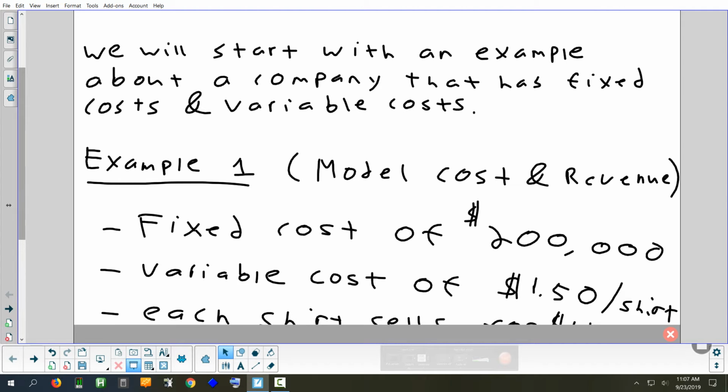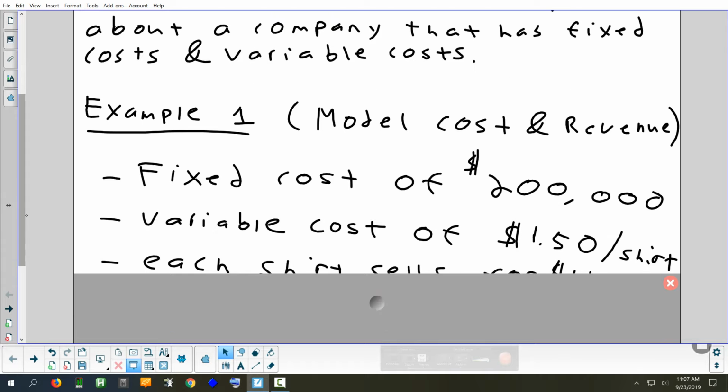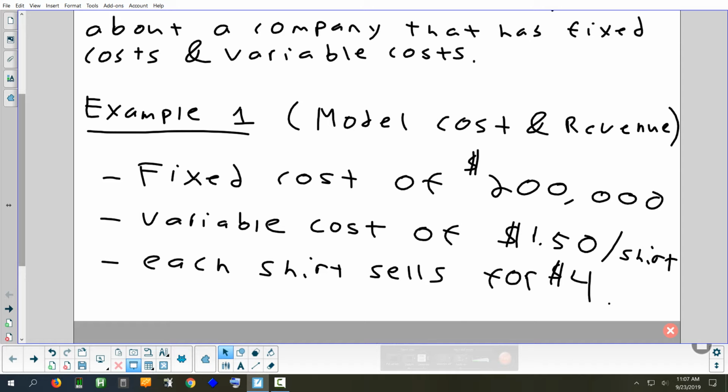So this company has a fixed cost of $200,000 and a variable cost of $1.50 per shirt. Okay, so that cost, the total can change depending on how many shirts they make. And each shirt sells for $4.